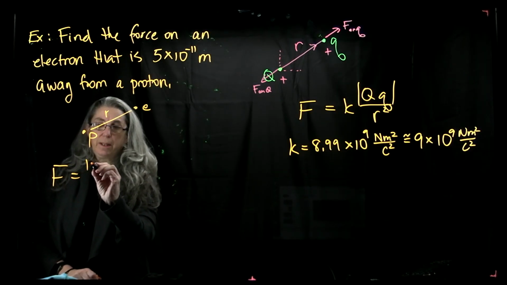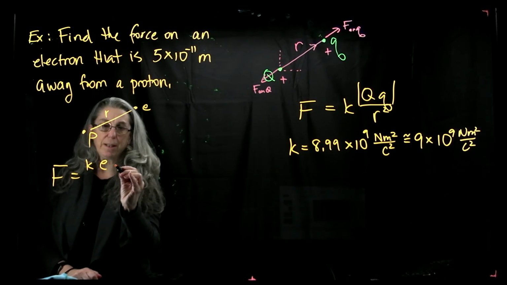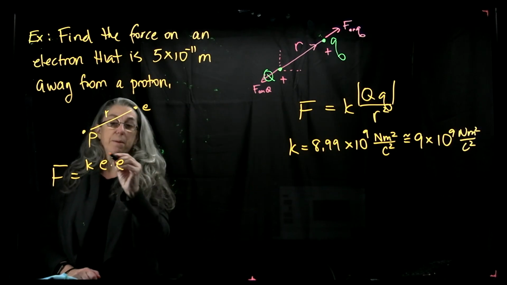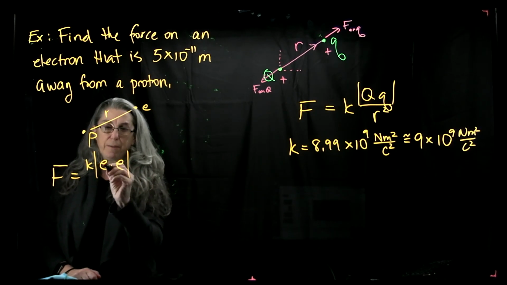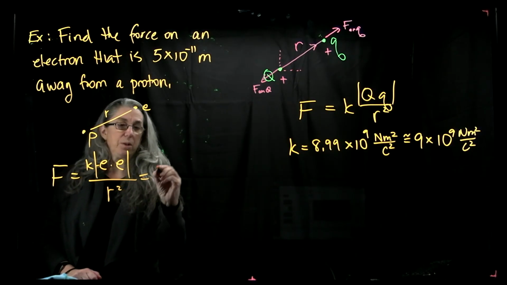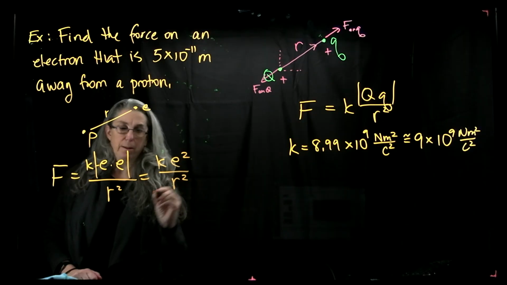F equals k. We often use the symbol e for the charge of an electron. So there's two of them, both with the magnitude. One of them, the electron, would have a charge of minus e, but since I'm putting the magnitude there, it will just be positive k e squared over r squared.